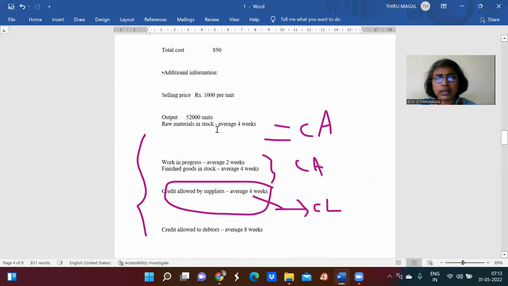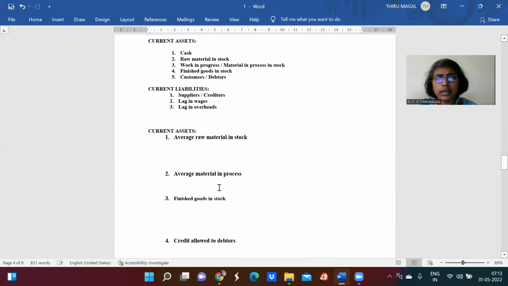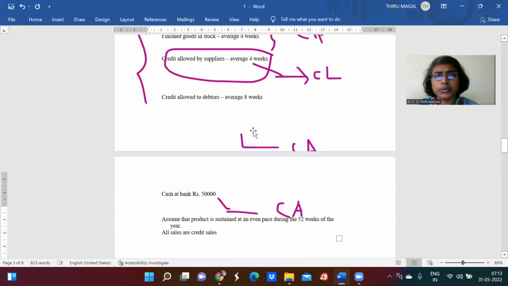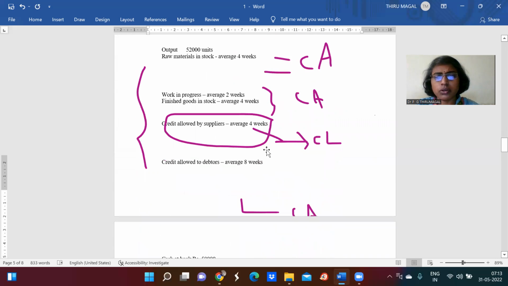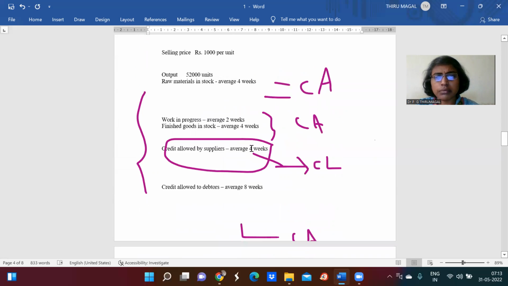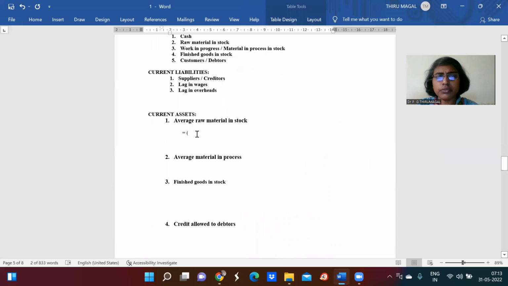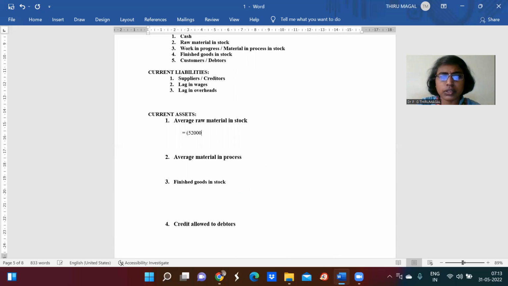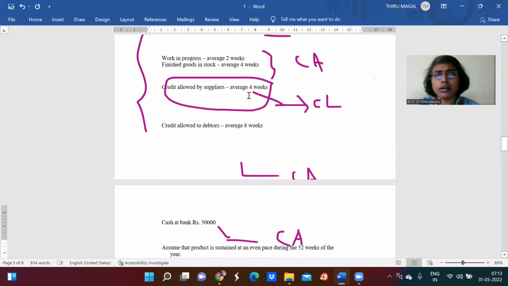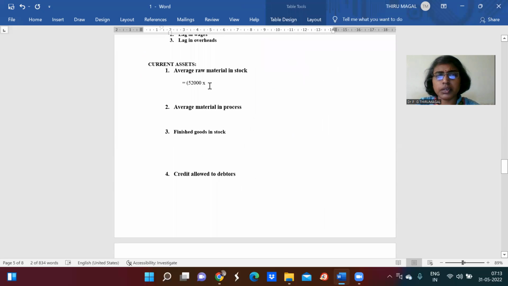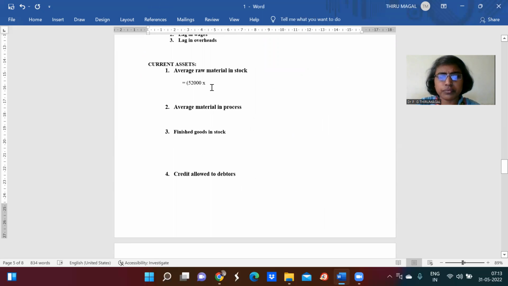So now first let us take raw material in stock, average 4 weeks, and calculate the value of that. First we need to note down how many units the company wants to produce. Yes, it's mentioned here, 52,000 units. That should be multiplied with the raw material cost per unit, since it is raw material in stock, that is 400.